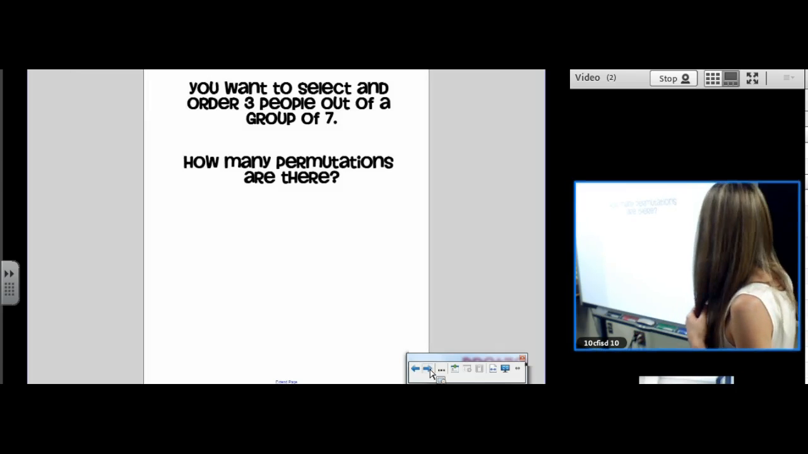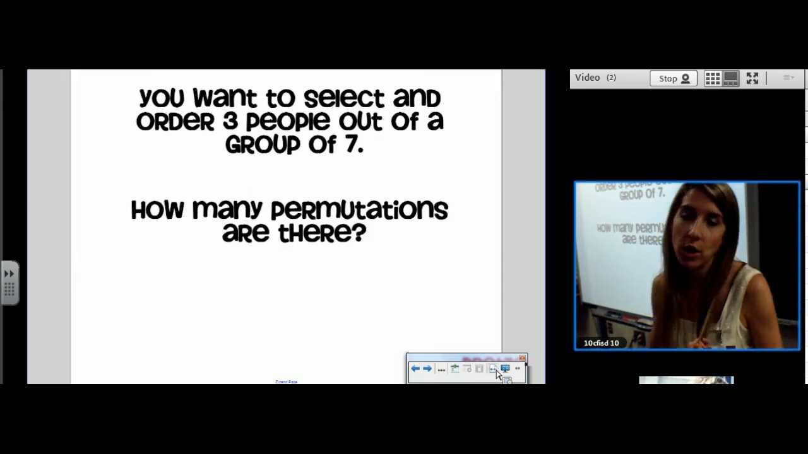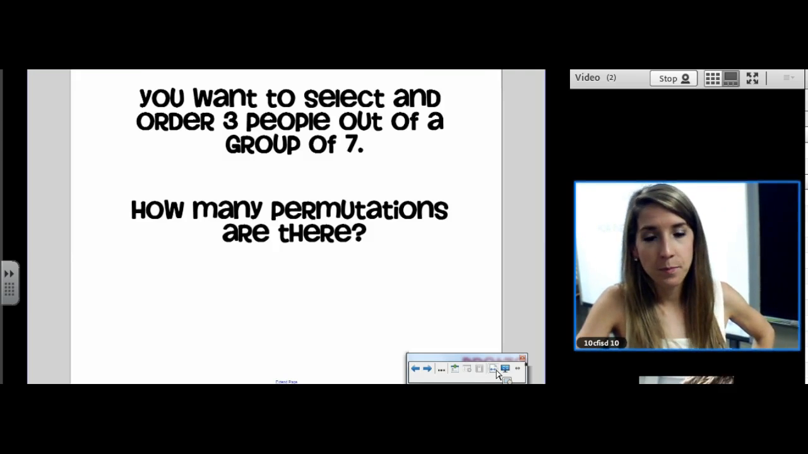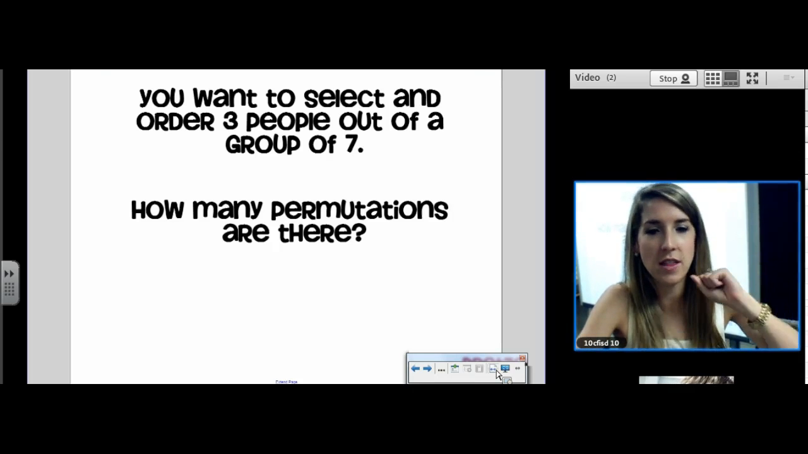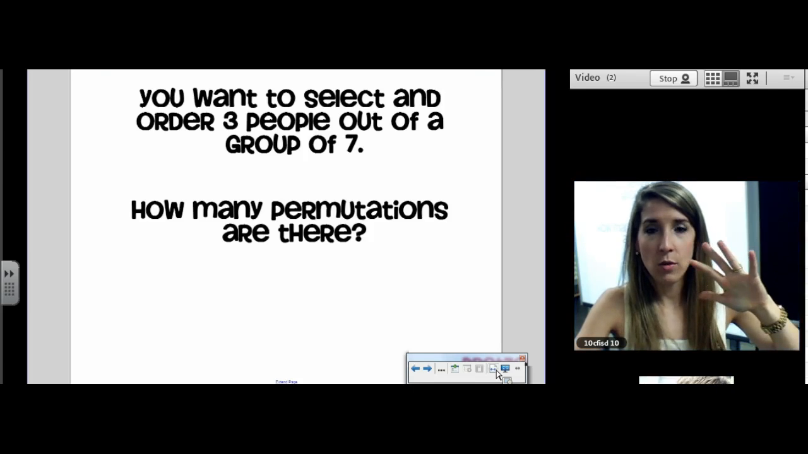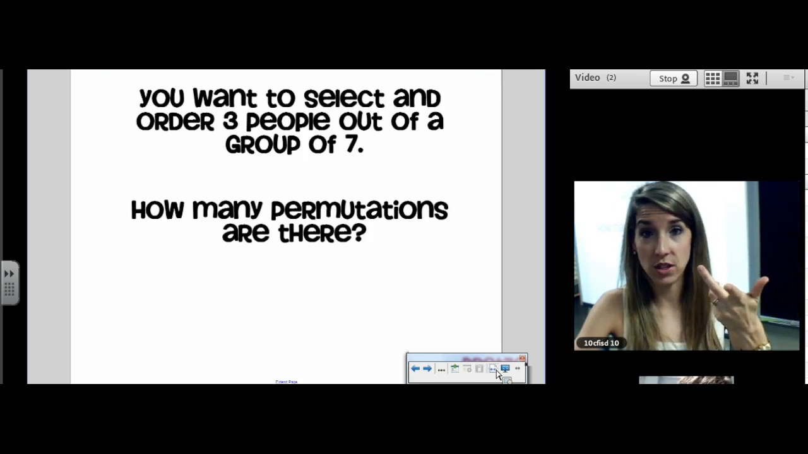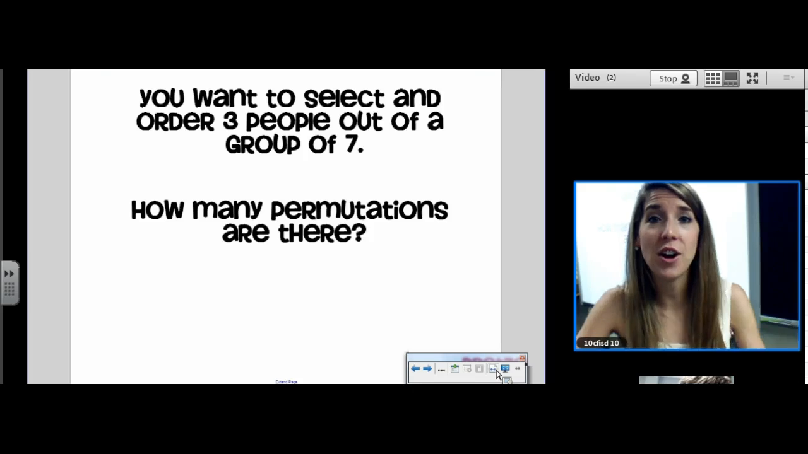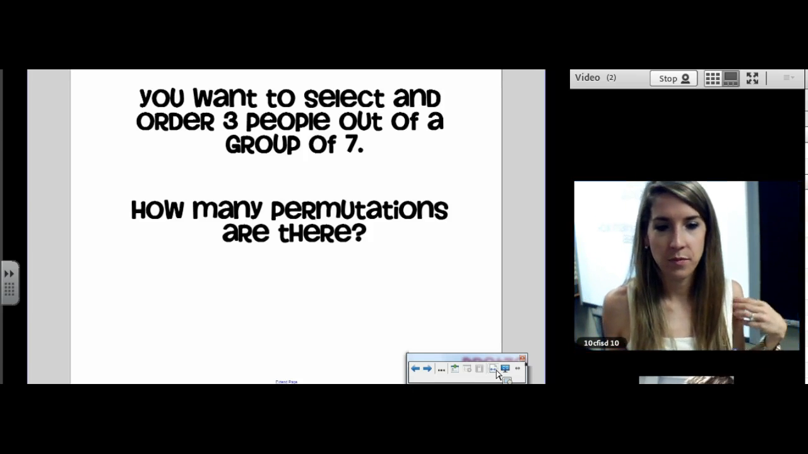You want to select and order 3 people out of a group of 7. How many permutations are there? So that means out of this group of 7, the order matters. Let's say that it's 3 people, so you're giving them a gold, silver, and a bronze medal. So if someone gets the gold and someone gets the silver, it's different than if those are switched, right? The order would matter because you're actually giving them medals. The color of the medals matters.